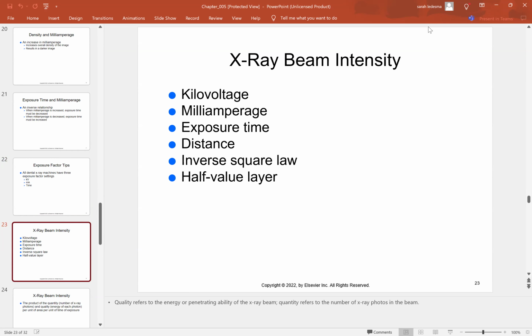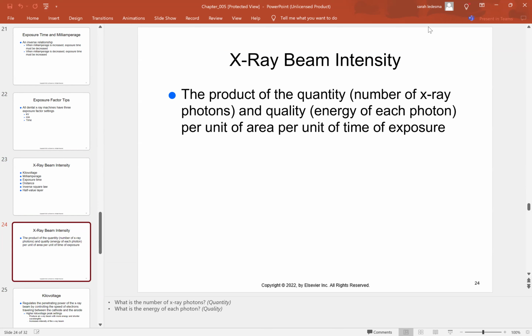X-ray beam intensity is dependent on kilovoltage, milliamperage, exposure time, distance, inverse square law, and half-value layer. X-ray beam intensity is the product of the quantity, the number of X-ray photons, and quality, the energy of each photon, per unit of area per unit of time of exposure.